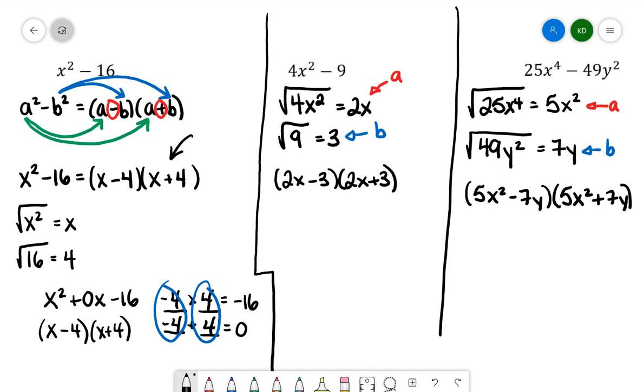A question that I get quite often is, can I switch the orders of these? And the answer to that is yes. You could also write this as 5x squared plus 7y and then 5x squared minus 7y. And those two answers are the exact same thing. So it doesn't matter which factor comes first as long as one's negative and one is positive.